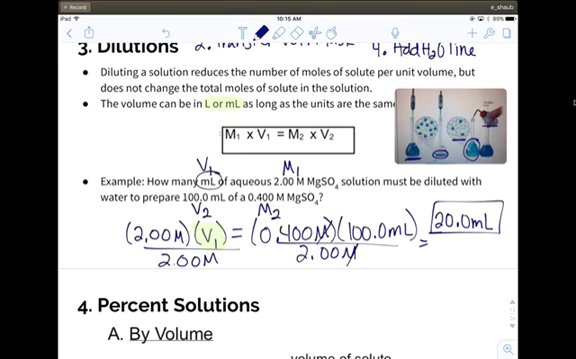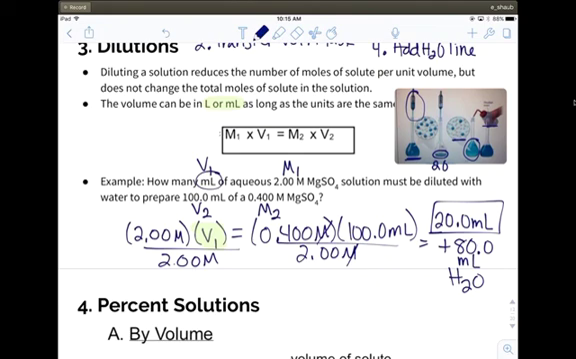So if we look back up here at the picture, I would pipette out 20 milliliters. I would put that in a new flask. I would then add enough water to make 100 milliliters, which really means I'm adding 80 milliliters of water to make that new concentration.